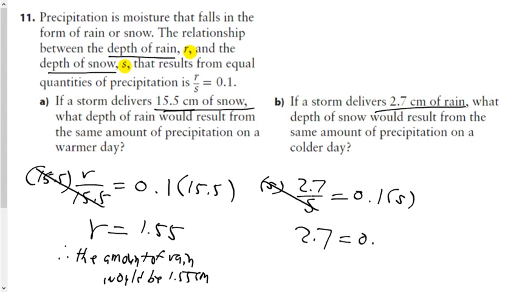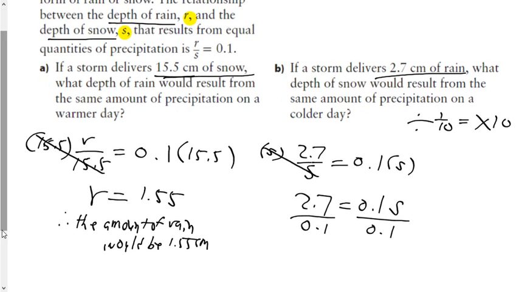2.7 equals 0.1s. Divide by the coefficient of 0.1. Now remember, dividing by a tenth is the same thing as multiplying by the reciprocal, right? Don't grab your calculator because dividing by a tenth should be easy to do. What's 2.7 divided by a tenth, if it's the same thing as multiplying by 10? Just 27, right? Move the decimal one place over.